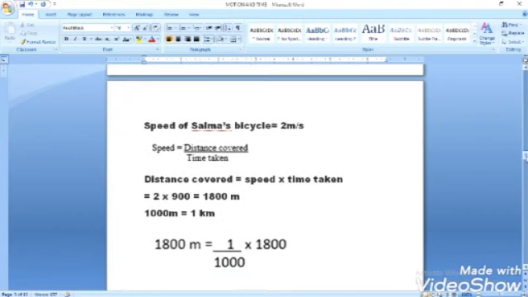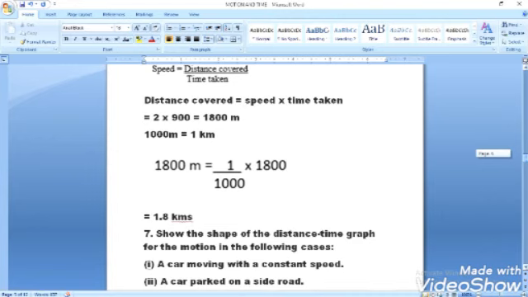So this 1000 meter is equal to 1 kilometer. So 1800 meter is equal to 1800 divided by 1000. So we get what? We get the answer 1.8 kilometer.